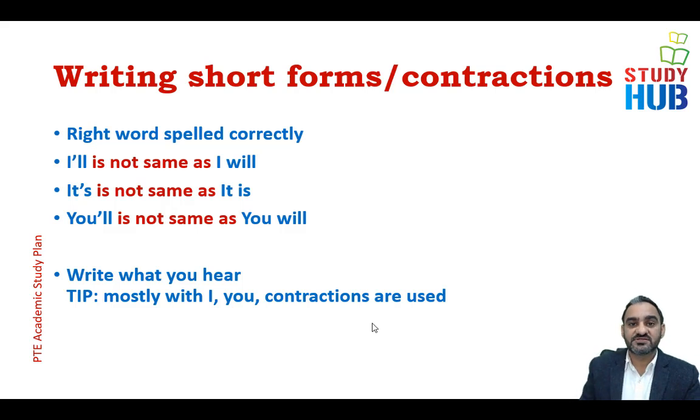Mostly when you are hearing something with I and you, it will be contractions. I will, you will, I have, you have, I am, you are. So it will be I apostrophe am. You are, you apostrophe re. With other words like he, she, they, mostly you have to write the full words.